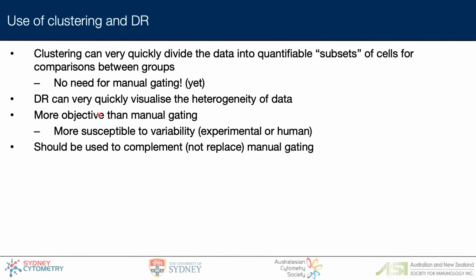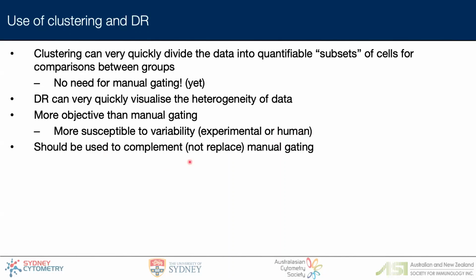Both of these are obviously a lot more objective than manual gating. The catch, of course, is that they are a lot more susceptible to variability. And as we saw in Tom's talk yesterday, this has huge effects on the output results with these kinds of algorithms. These algorithms are so sensitive to spotting the difference, and this is why even just basic experimental or human variability can have a huge effect on the results. But this is why it's really important to validate your data.